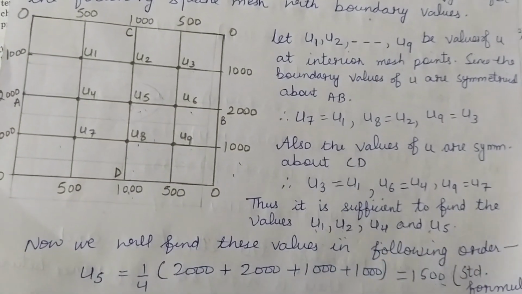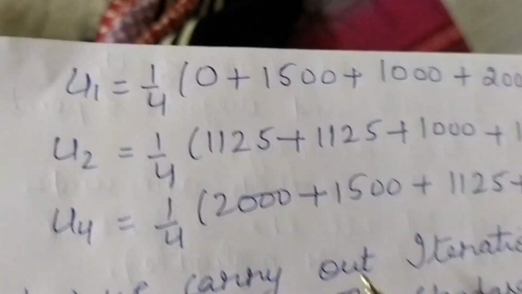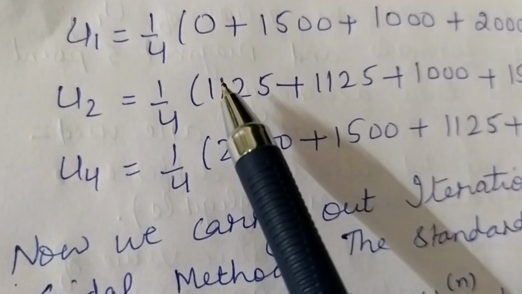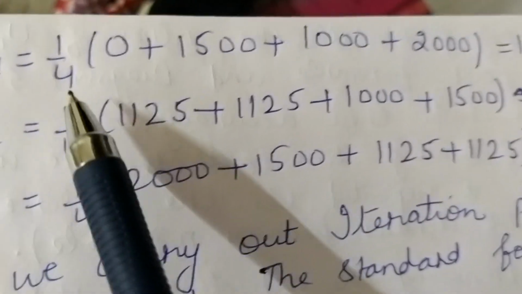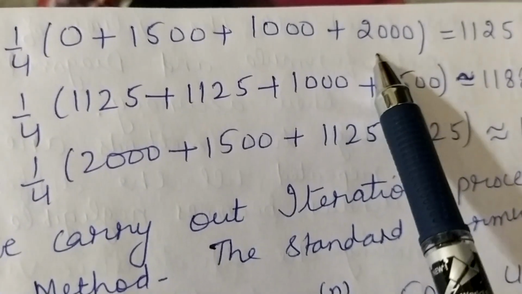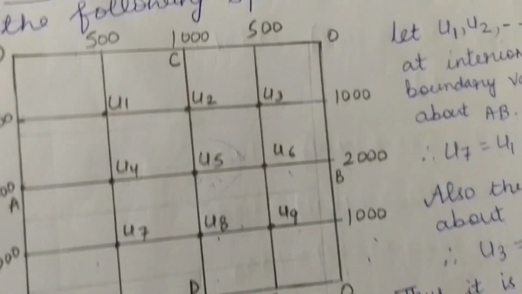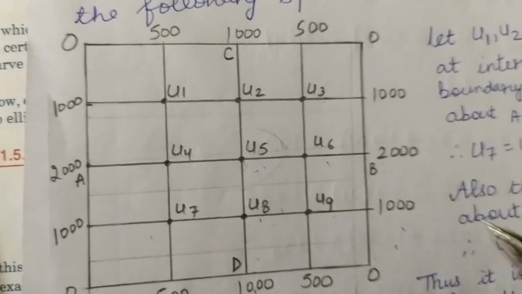u1, u2 and u4. Now look here. We have calculated this u1 as 1 over 4, 0 plus 1500 plus 1000 plus 2000. How have we taken these values? Come here again. Now here is your u1.